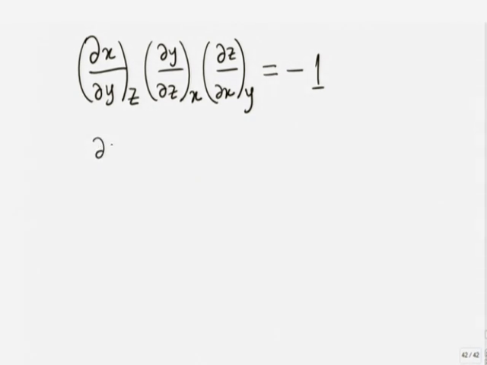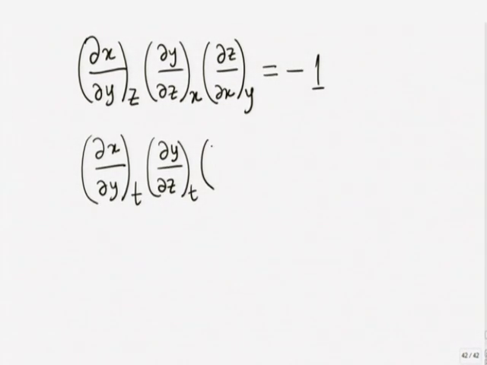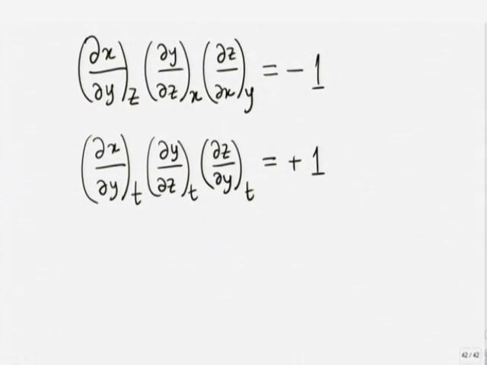Okay. The second cyclic relation, which we will generally not have the opportunity to use, but you never know, where T is a common variable. You may have to use this. And also the reciprocity relation, that partial of x with respect to y at constant z is the reciprocal of partial of y with respect to x at constant z. Now, this is useful when we come to an exercise like 5.9.